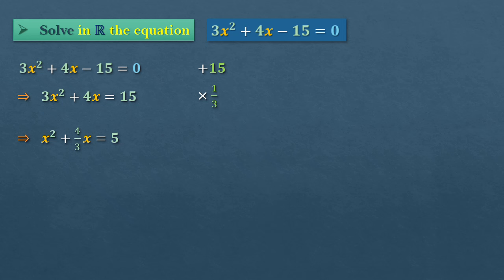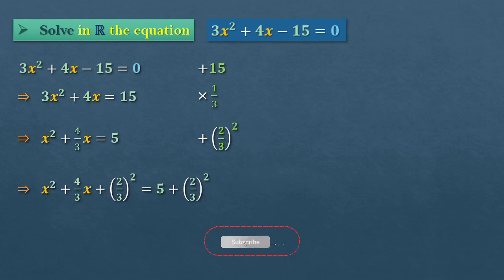To complete the square, we add to both sides of the equation the square of the fraction 2/3. This gives x^2 + (4/3)x + (2/3)^2 = 5 + (2/3)^2. The left-hand side is now a remarkable identity and can be factored as a perfect square.